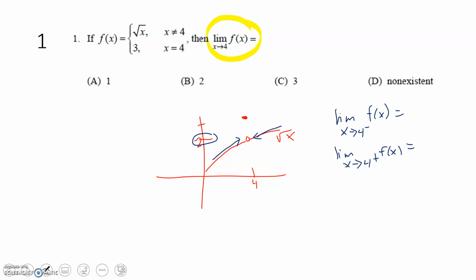So even though f of 4 is not 2, the limit is. So we have 2 and 2. Because the limit approaches the same value from each direction, we can see then that the limit is in fact 2. Now the actual value of the function is 3, but that's not what we're looking for here.